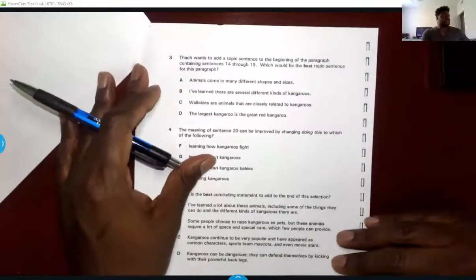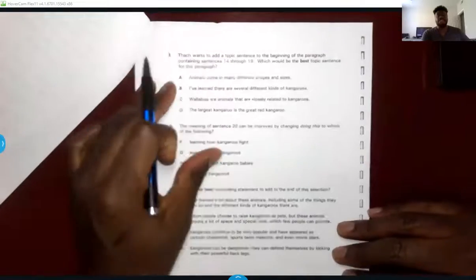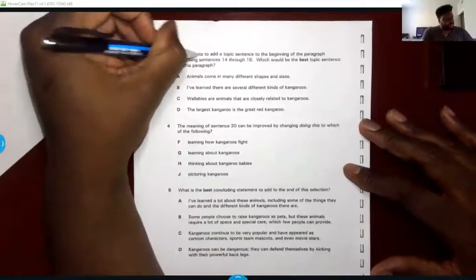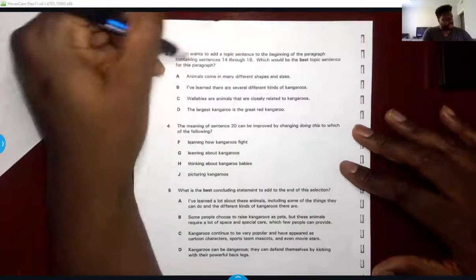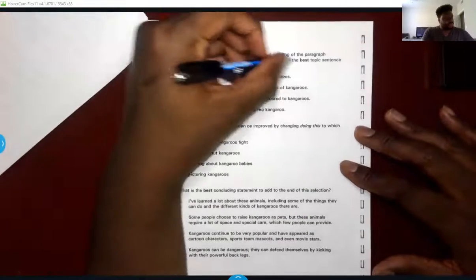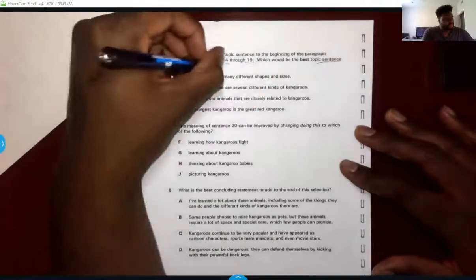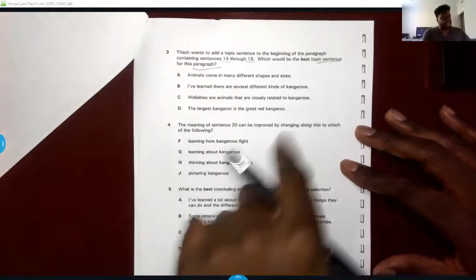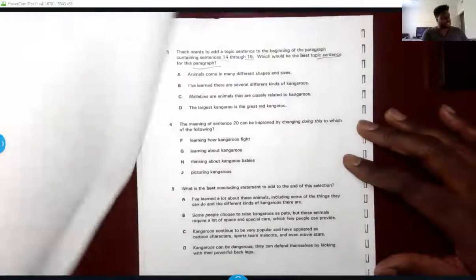Follow along with me. Make sure you're writing what I'm writing, and then you're submitting the document on the Google Classroom for your teacher. It says, Thatch wants to add a topic sentence to the beginning of the paragraph containing sentences 14 through 19. What will be the best topic sentence for this paragraph? So we know a topic sentence is introducing the topic of the paragraph. Since I don't remember 14 through 19, I'm going to go back and read it and see what those paragraphs are talking about.